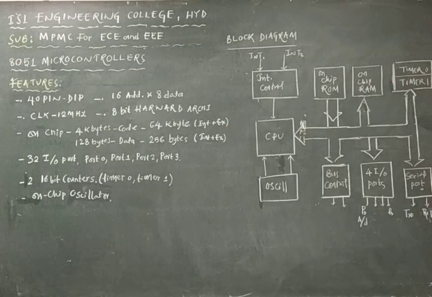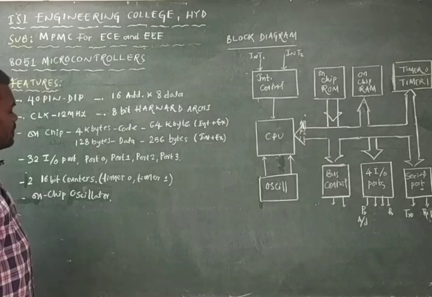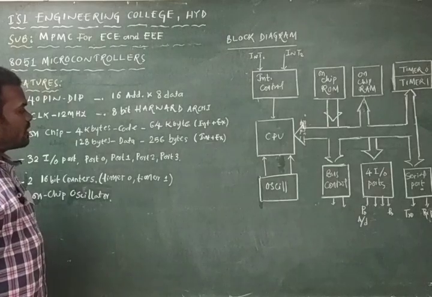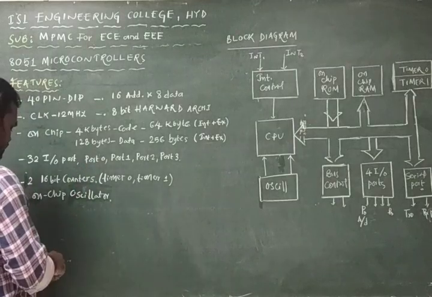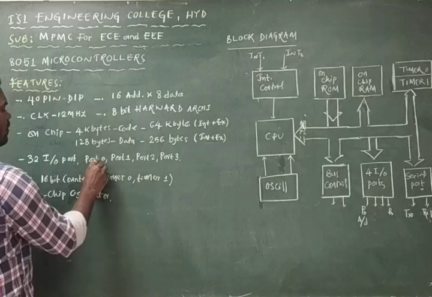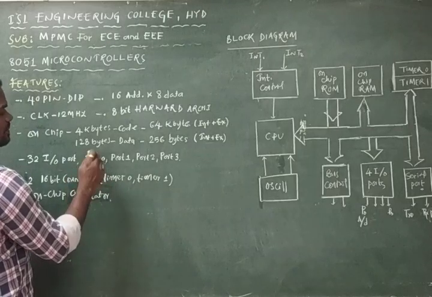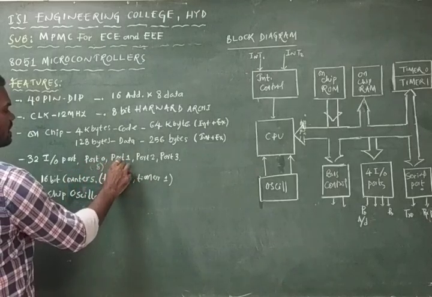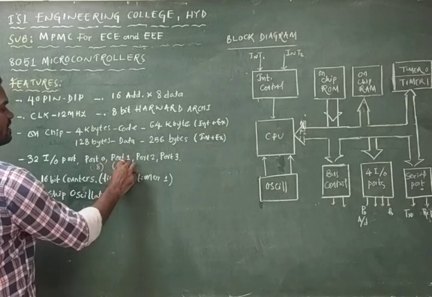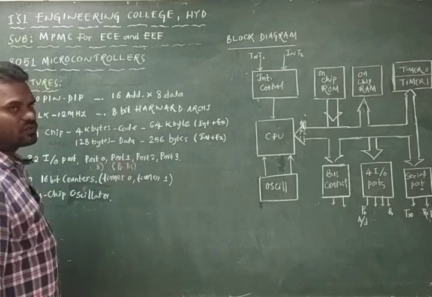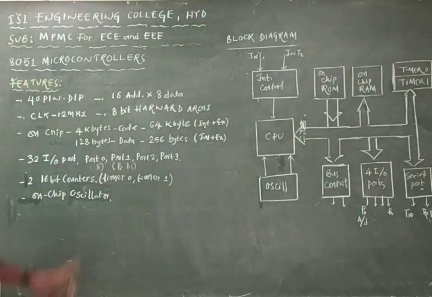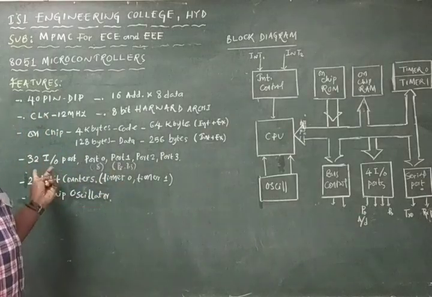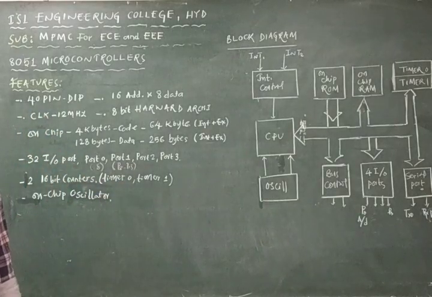32 input output ports are divided into four port groups, that is port 0, port 1, port 2 and port 3, and each port is having 8 pins. Port 0 means P0 to P7, port 1 means P8 to P15, and port 2 means P16 to, likewise you can have up to 32 pins, that is P31, out of the 40 pins, and 32 pins are programmed for the input output ports.